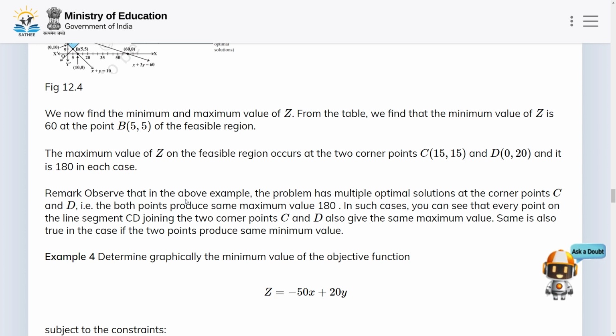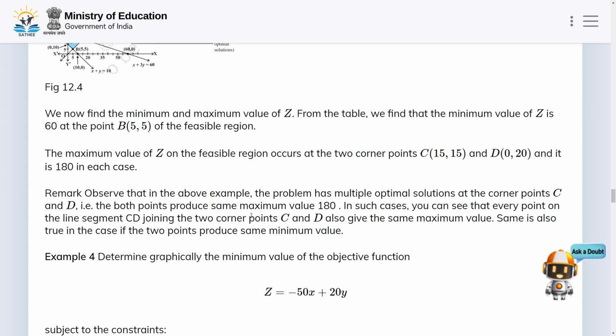Observe that in the above example, the problem has multiple optimal solutions at the corner points C and D. That is, both points produce the same maximum value 180. In such cases, every point on the line segment CD joining the corner points C and D also gives the same maximum value. The same is also true if 2 points produce the same minimum value. So this means you can have multiple optimal solutions. Clear? You can have that situation also.